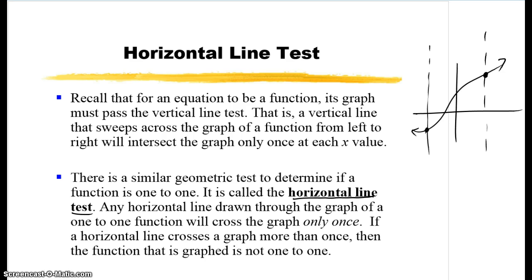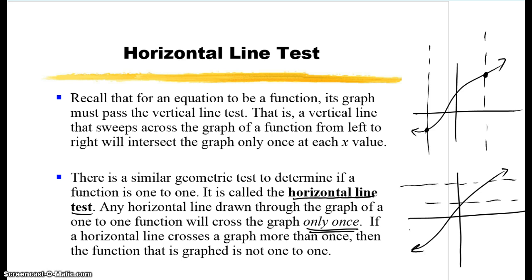Any horizontal line drawn through the graph of a one-to-one function will cross the graph only once. If a horizontal line crosses a graph more than once, then the function that is graphed is not one-to-one. So here's a graph to determine if this function is one-to-one. We pass horizontal lines throughout, and if these horizontal lines hit our graph more than once, then this graph is not the graph of a one-to-one function. However, notice they only hit once anywhere, so that means this function is one-to-one.